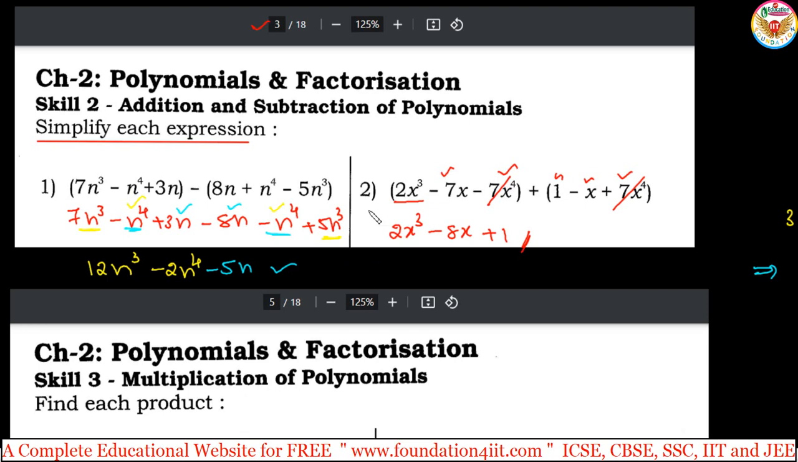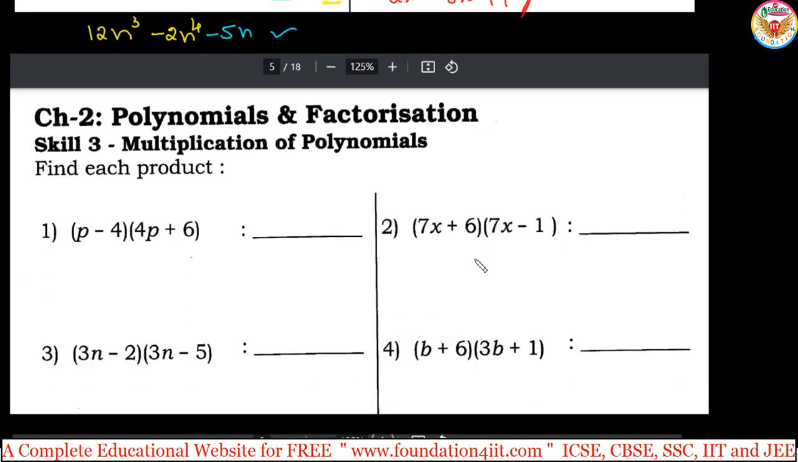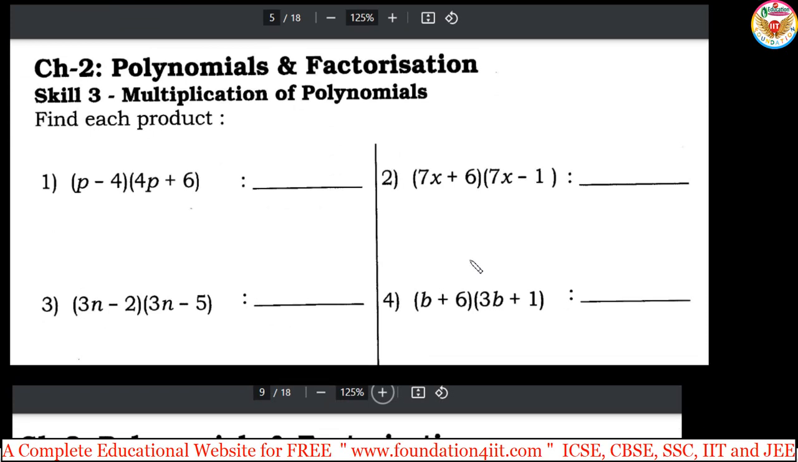This is about addition and subtraction. I am giving more than 15 to 20 questions in this page. Page number 3 and 4, you can practice from that PDF file, right? Now once you are perfect with addition and subtraction, next come to the next skill, that is the multiplication of the polynomials.